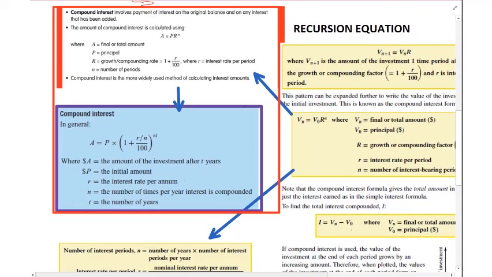What you might have seen in previous years is something in this form, where A was the final amount, P was the principal, R was a growth or compounding rate factor, and N was the number of periods. You had this other slightly different version, which accounted for the Rn up here. Now, that's not the terminology we're using. It's basically the same equation we're going to be using, but with some different terminology.